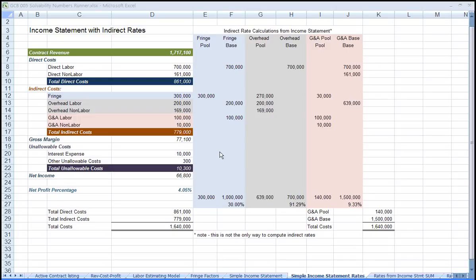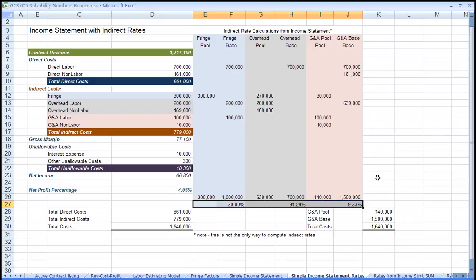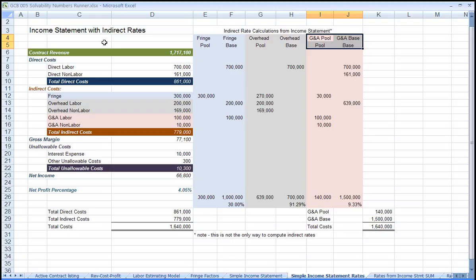Let's go from the simple income statement to show how indirect rates for bidding contracts are estimated. In this example, we're going to come up with bid rates for fringe, overhead, and G&A. The indirect rates we come up with will be used to compute wrap rates. Wrap rates are multipliers for direct labor.